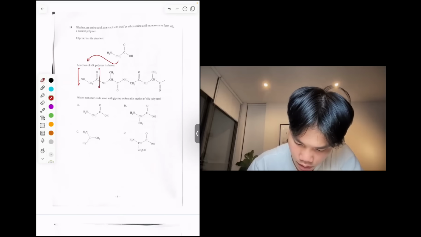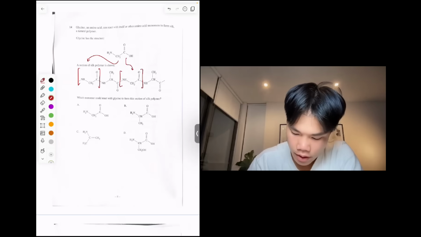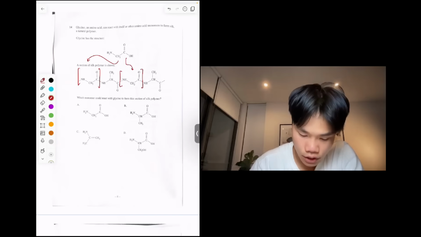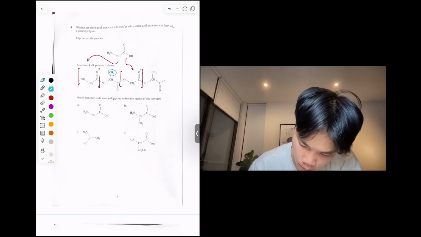It makes up this section here. And then the pieces in between are slightly different. You can see that they have this methyl group coming off them, methyl group.